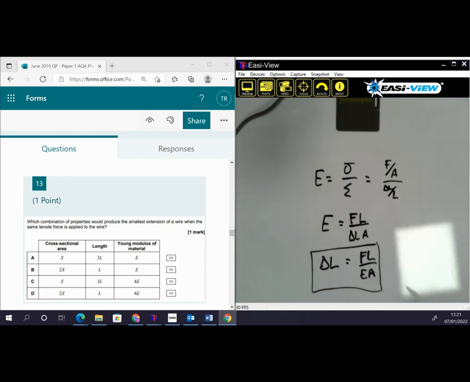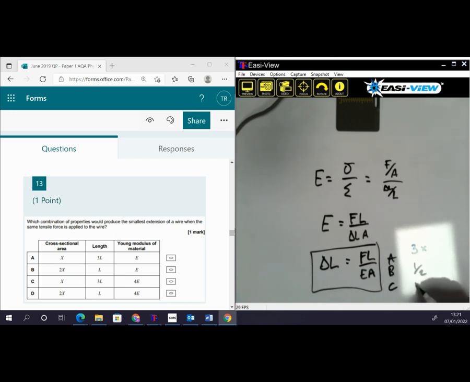So we just need to look at the lines now, which give us the maximum effect. So what we have is a cross-sectional area of X for the first line, length 3L, and then Young modulus E. Okay, so we've multiplied the length by 3, so that will give us the effect of a 3 times extension. So delta L becomes 3 times as much for A. For B, we have got double the cross-sectional area. Okay, so that will halve it. The length is the same, so that's a half.